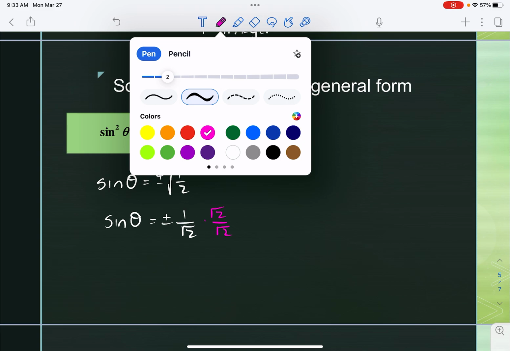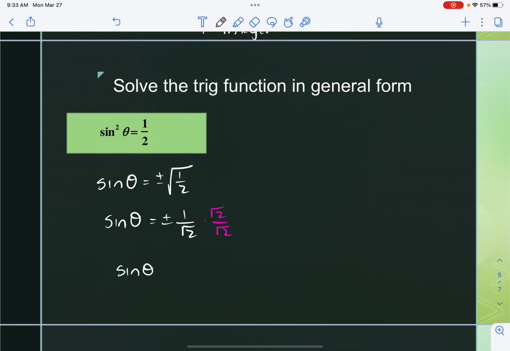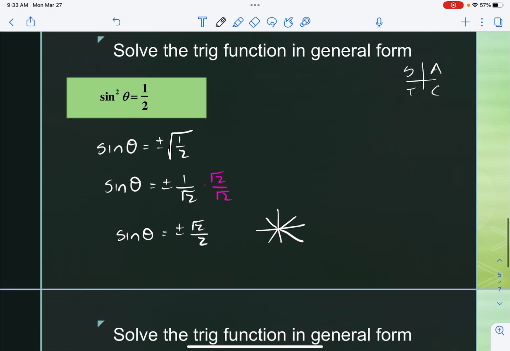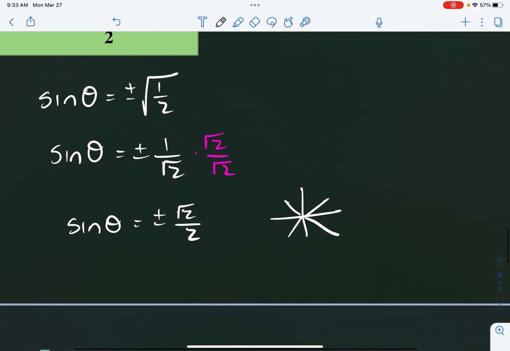So this would give us sine of theta equals plus or minus square root of 2 over 2. Now, where in all students take calculus, I need all the positives and negatives. So that means we're looking for all of the angles on my unit circle that will give me square root of 2 over 2. Well, in this case, the family would be pi over 4, 3 pi over 4, 5 pi over 4, and 7 pi over 4. Now, there's different ways to do it.